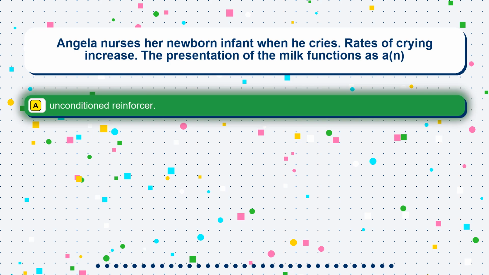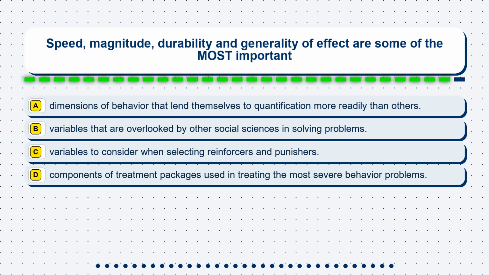The correct answer is Option A, unconditioned reinforcer. Question 20. Speed, magnitude, durability, and generality of effect are some of the most important: Option A, the dimensions of behavior that lend themselves to quantification more readily than others.